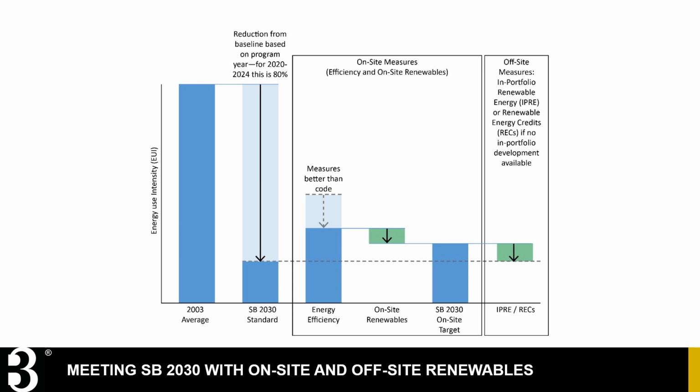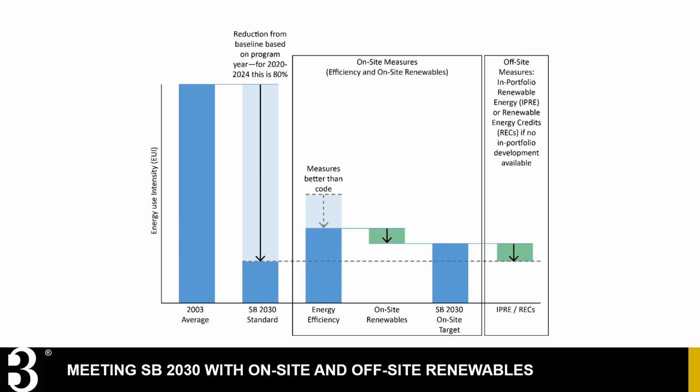This graphic shows an example of using the SB 2030 energy hierarchy. The first bar on the left shows a typical building in existence in 2003, which is used to calculate the 2030 energy standard, currently an 80% reduction. The current energy code requires efficiency measures that get to about a 50% reduction from a 2003 average building.